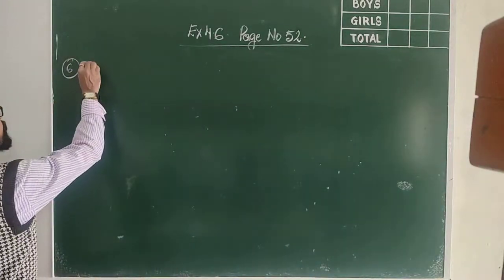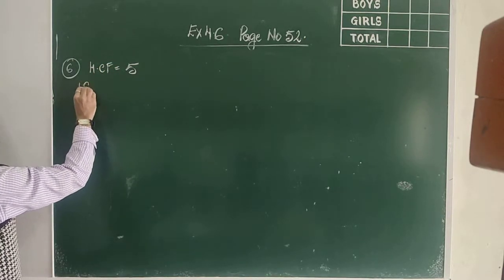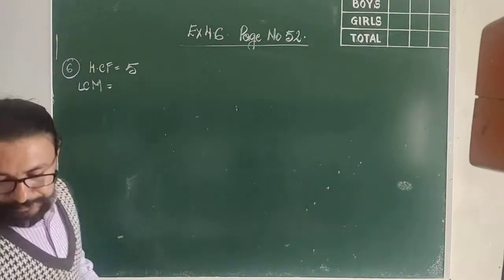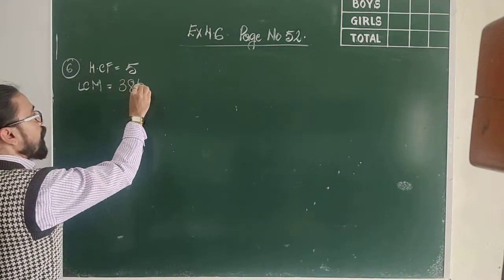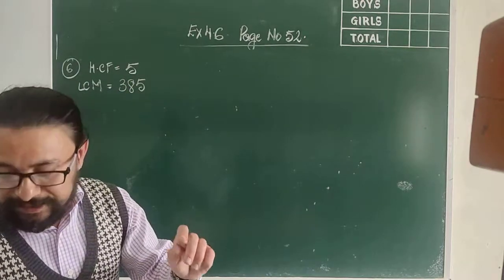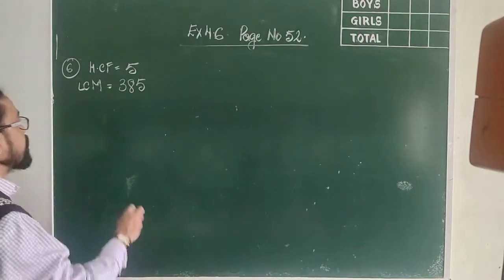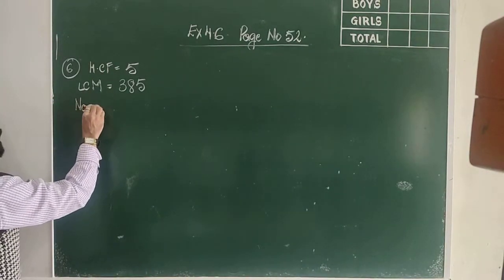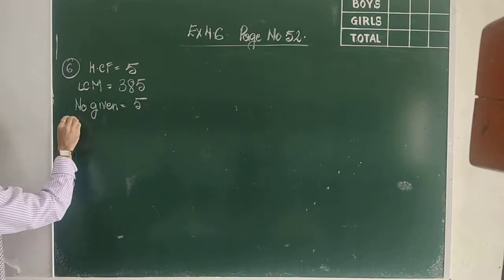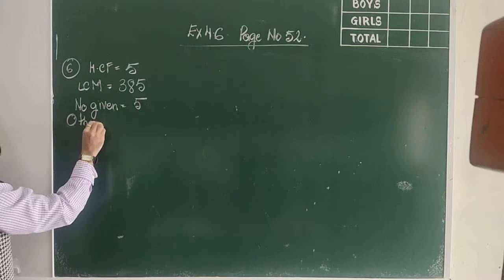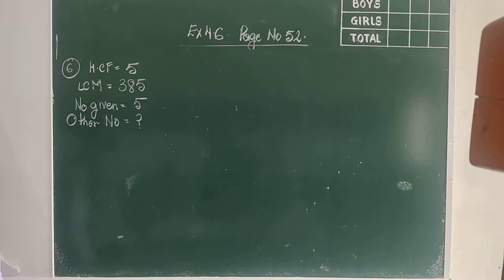The HCF out here is 5 and the LCM out here is 385. Now one of the numbers is given, so we will call it the given number. If one of the numbers is 55, so number given is 55. I have to find the other number. Question mark.